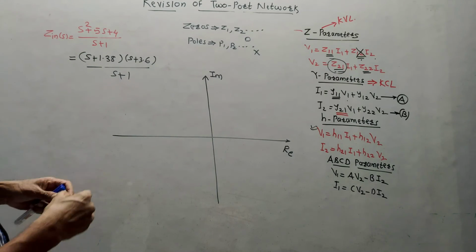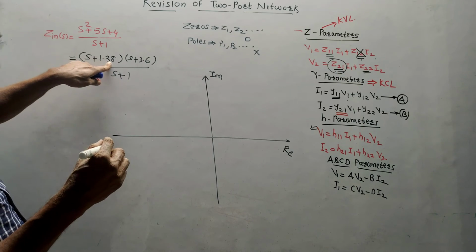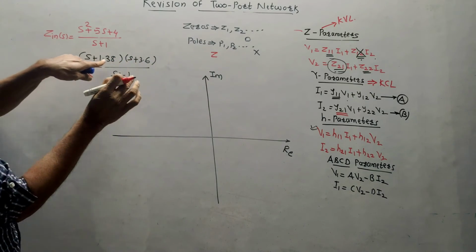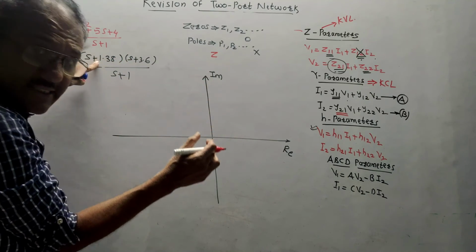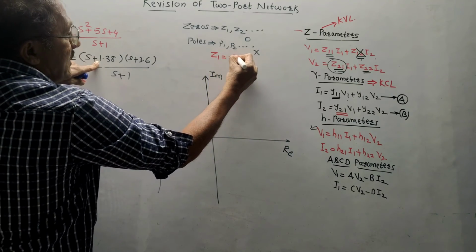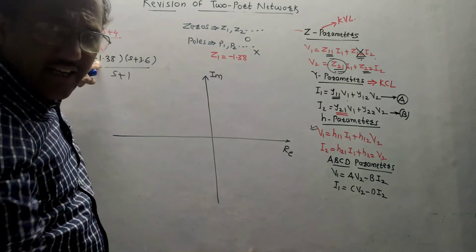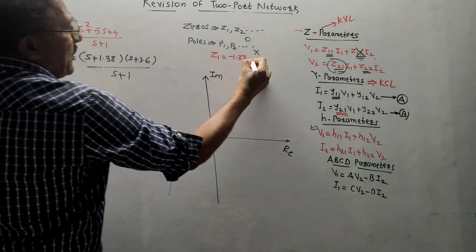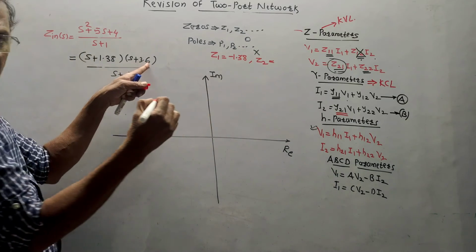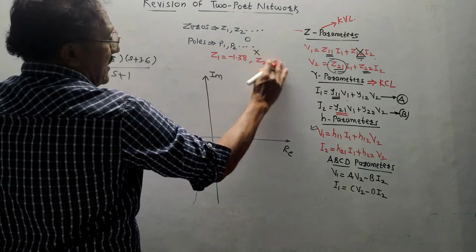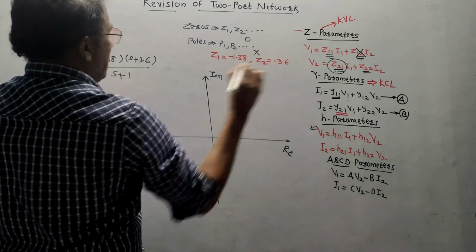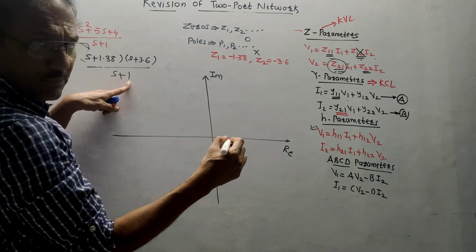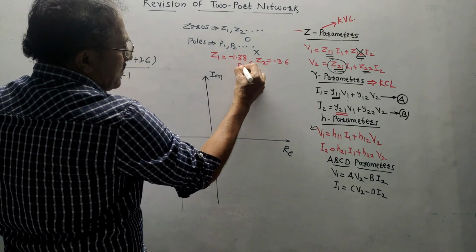One common mistake, as I mentioned right now: this first bracket is S plus 1.38. This is in the numerator, so the root values are zeros, but change the sign. The first zero is minus 1.38. In another way, whatever values you are getting on the calculator, those are zeros. So Z1 is minus 1.38. Z2, again in the bracket we have S plus 3.6, change the sign, so it becomes minus 3.6. For the pole, this is the denominator. For the pole, again we have S plus 1, so the first pole is at minus 1.